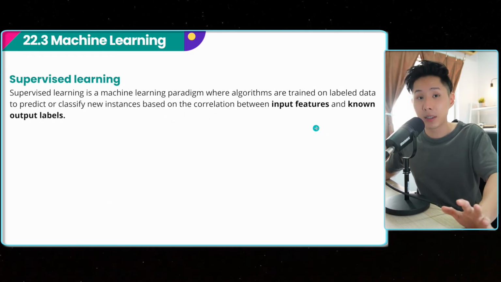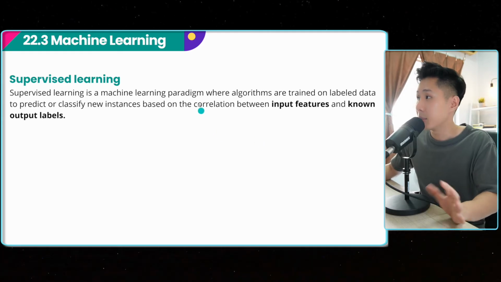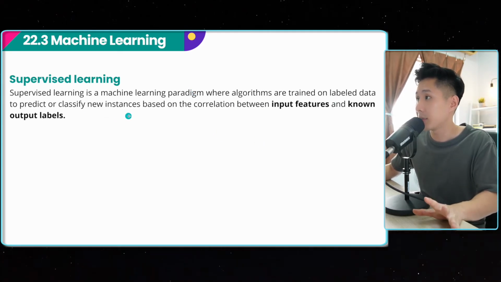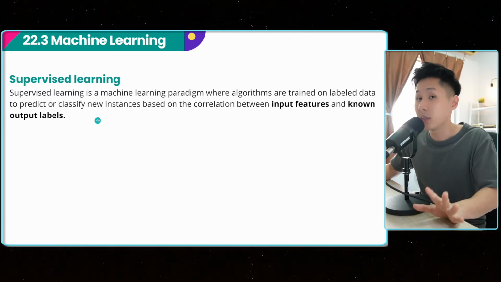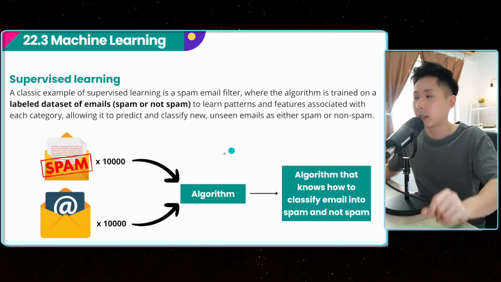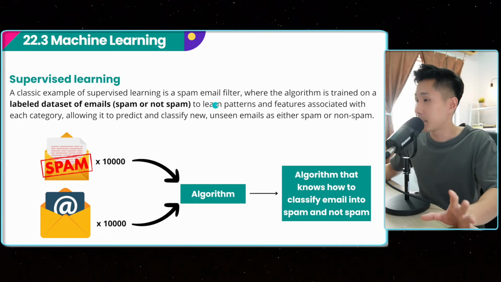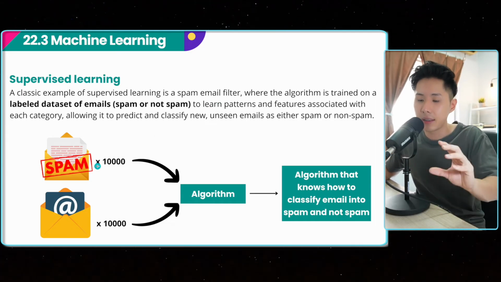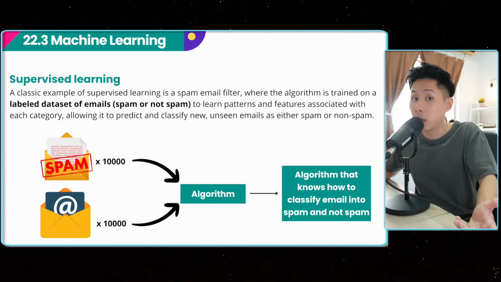Supervised learning, on the other hand, uses labeled data. It's a machine learning paradigm where algorithms are trained on labeled data to predict or classify new instances based on the correlation between input features and known output labels. Let me explain. One example of supervised learning is a spam email filter. Now, this involves training the machine, the algorithm, to identify whether an email is a spam email or not.